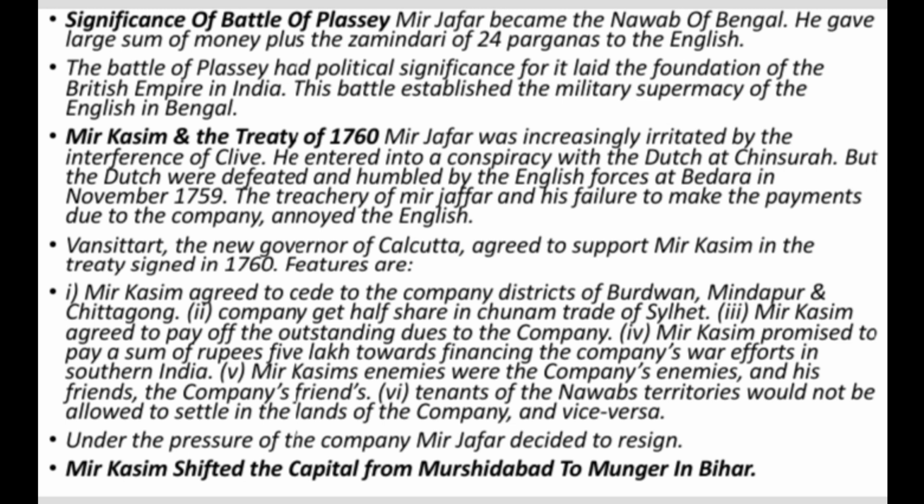What were the steps taken by Mir Qasim? Mir Qasim was a able Nawab among the successors of Alivardi Khan. After assuming power, Mir Qasim shifted the capital from Murshidabad to Munger in Bihar. The move was made to keep a safe distance from the company at Calcutta. His important steps were reorganizing the bureaucracy with men of his own choice, and remodeling the army to enhance its discipline and efficiency.